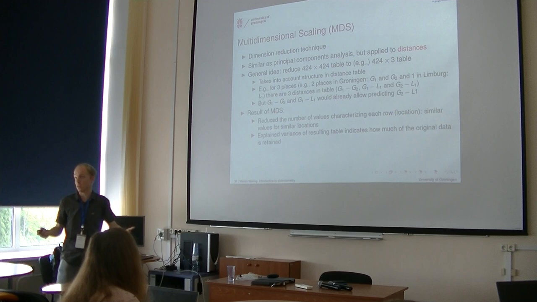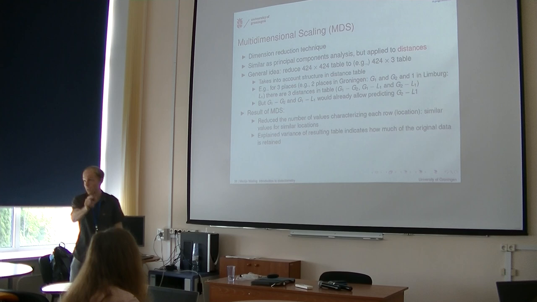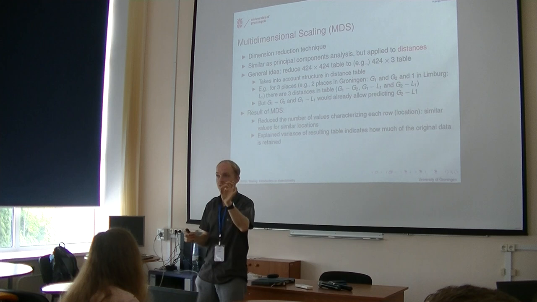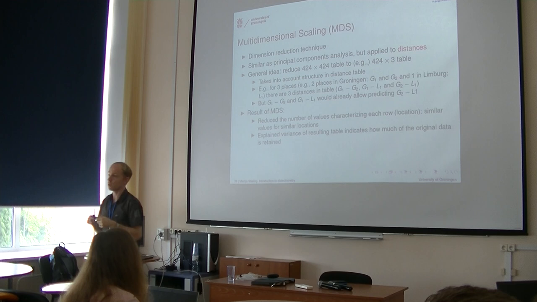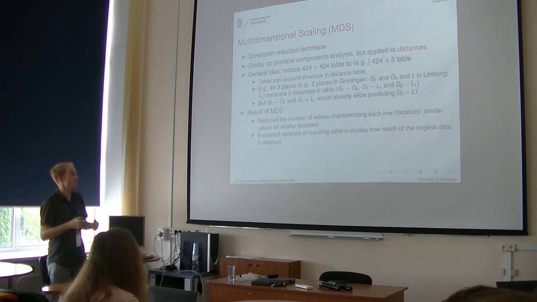Much structure. So the result of MDS is a reduced number of values characterizing how each row, so every location, reflects itself in the space of all these other locations. So you have only three coordinates. Every place has only three coordinates, and the more similar the coordinates are, the more similar the locations are. And the nice thing about MDS is that if you have three columns, you can assign a color to every location. The first column is red, second column green, third column blue. Then similar colors denote similar varieties.